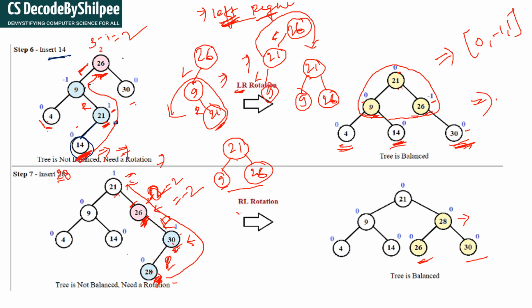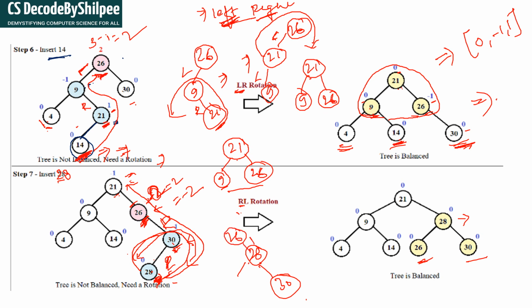If I go with the long cut method, what will we do? First we will perform the right rotation from the last node. If I perform the right rotation from 28, then 30 will come to the right side, and 26 is as it is.